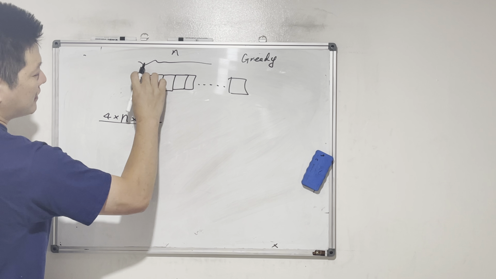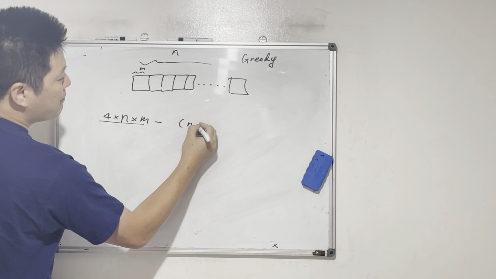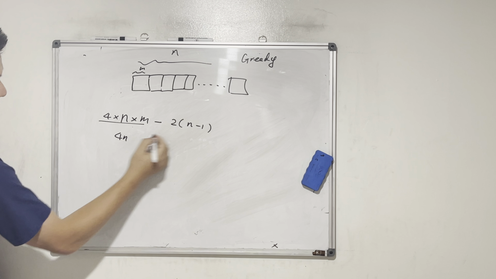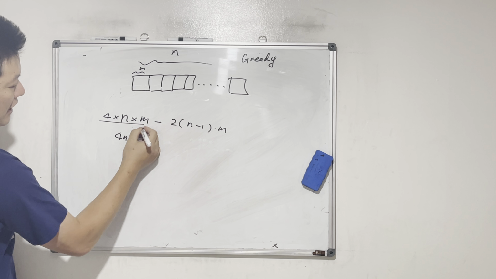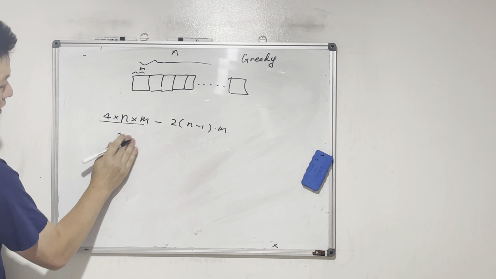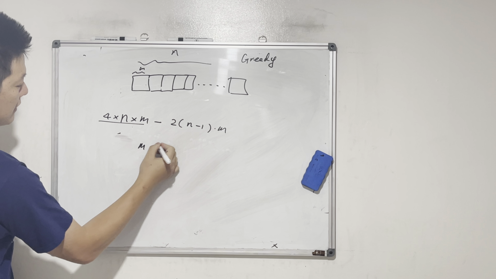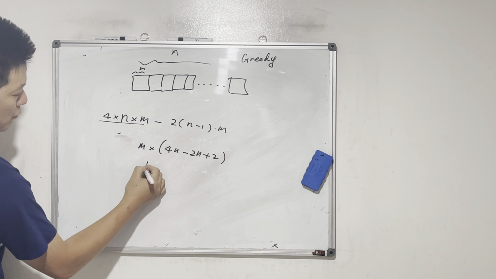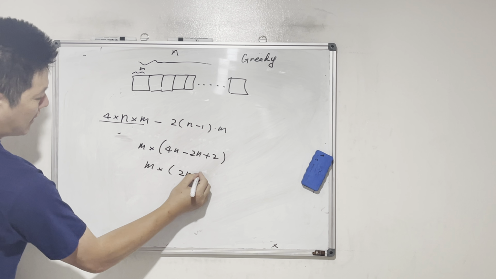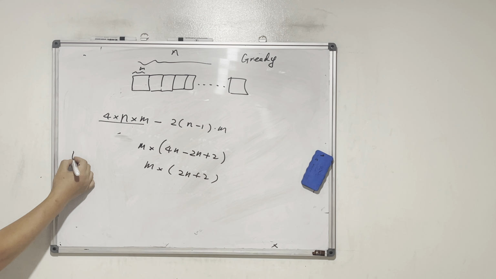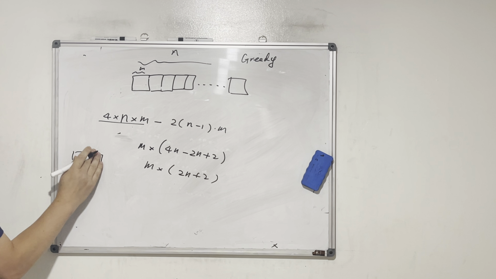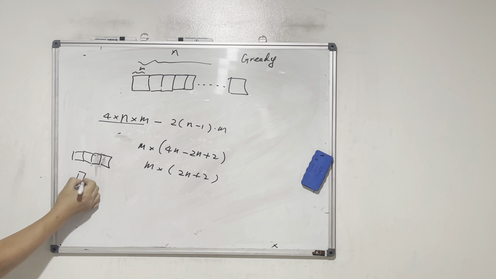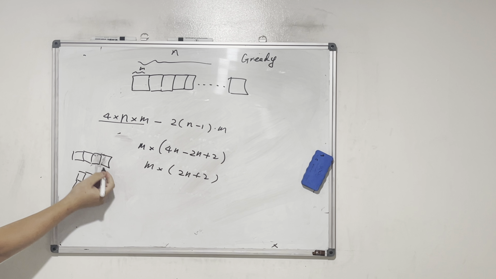And then how many edges in the middle? N minus 1 times 2, right? So this is the answer. 4n times m, so we get this n common term. So m times, the answer is 4n minus 2n plus 2, and that will be m times 2n plus 2. Let's compare 2 and 4, do this or this. This is obviously bigger.